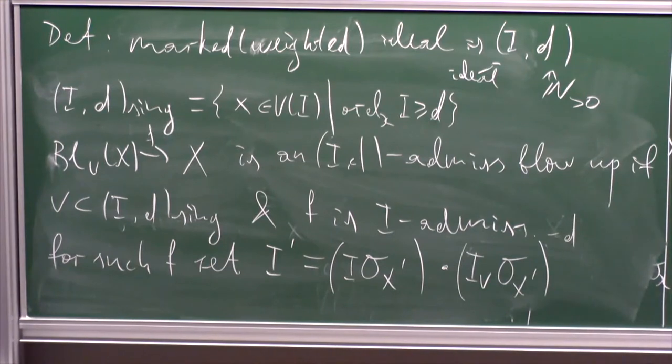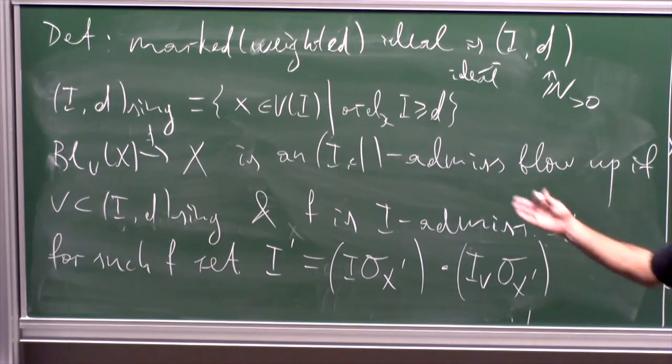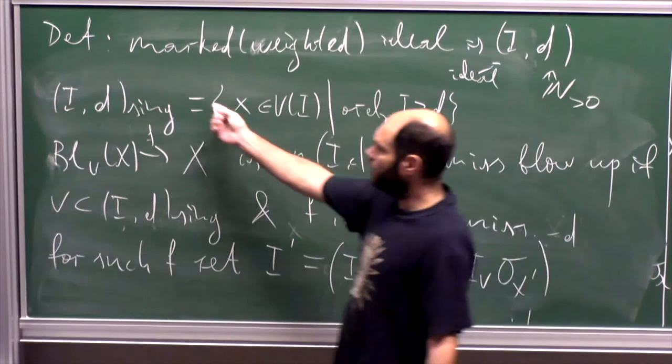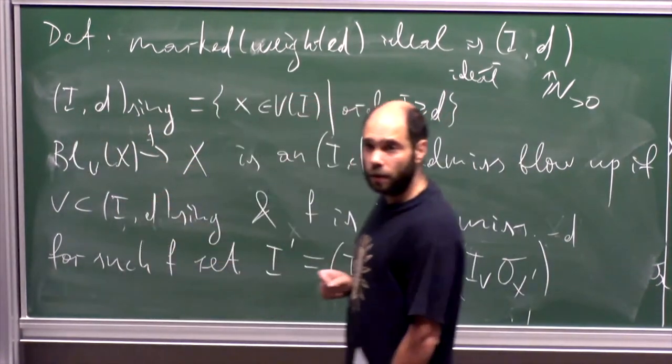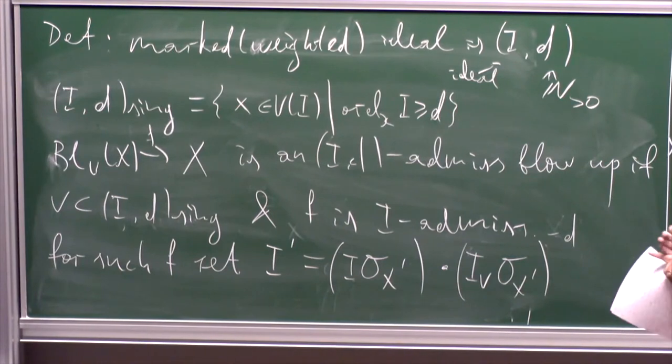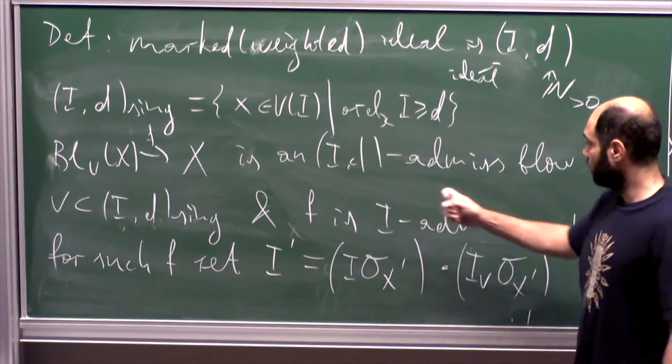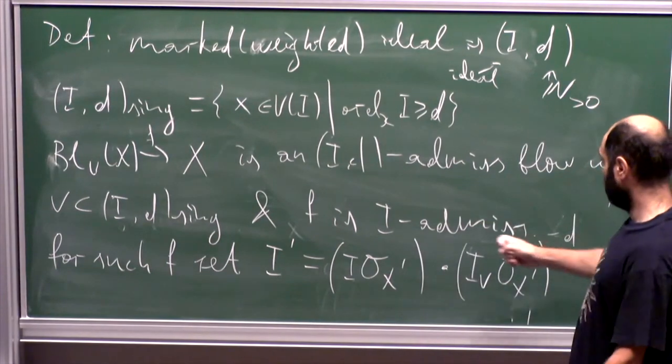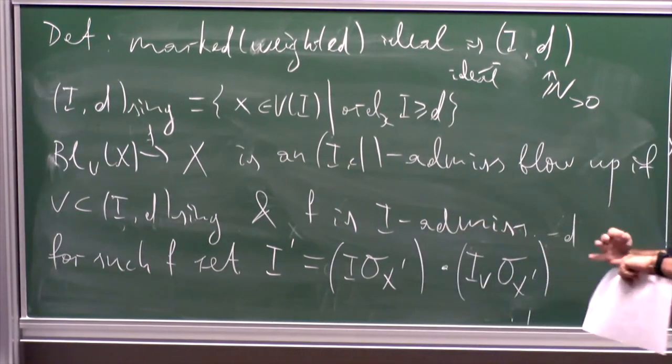Is there an E, a boundary, in the marked ideal? In the definition of marked ideal there is no E. But in admissibility, I require the center to be simple normal crossings with the boundary. When I say that it is (I, D)-admissible, it means that it has simple normal crossings with the boundary.